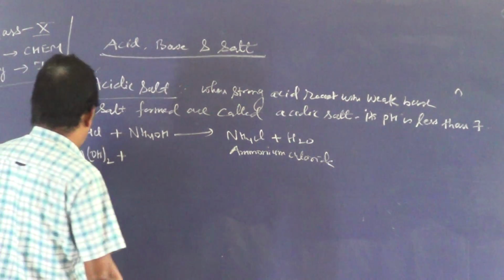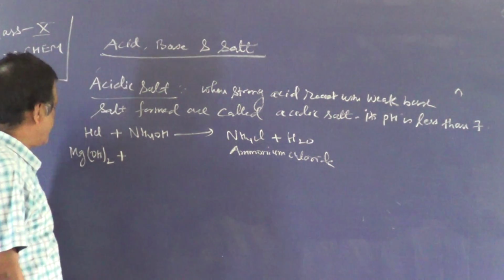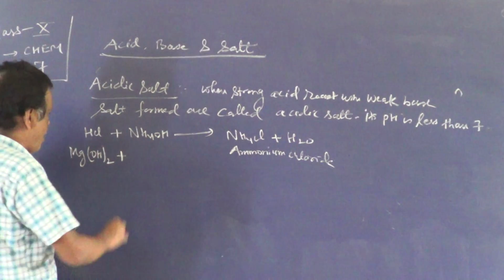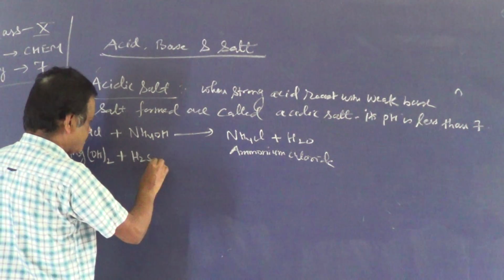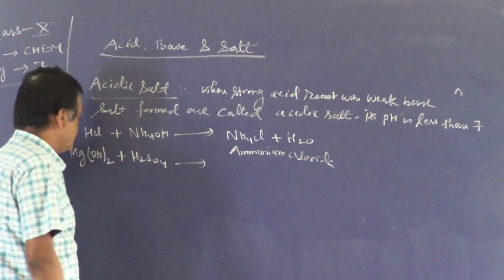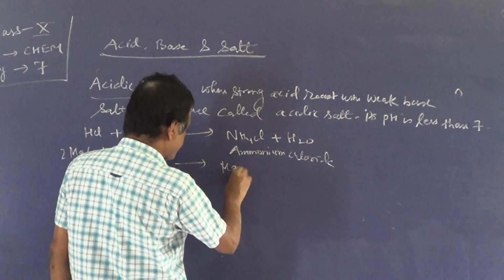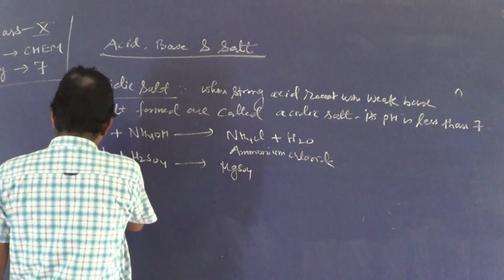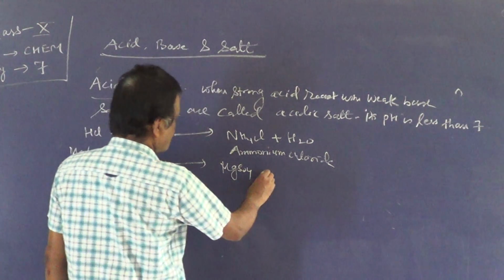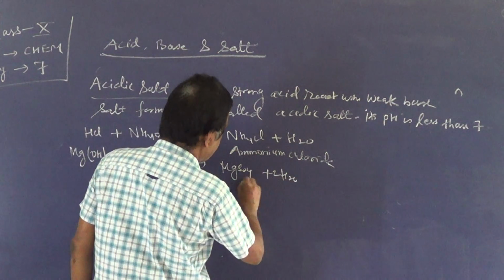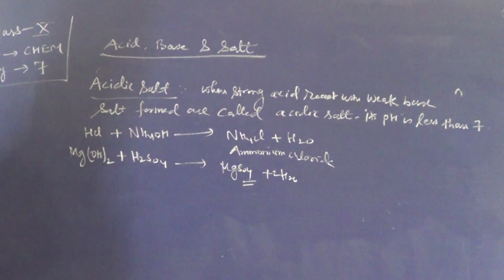Magnesium hydroxide is a weak base, and it reacts with a strong acid, H2SO4. What salt is formed? MgSO4 plus 2H2O. Magnesium sulfate is your acidic salt.